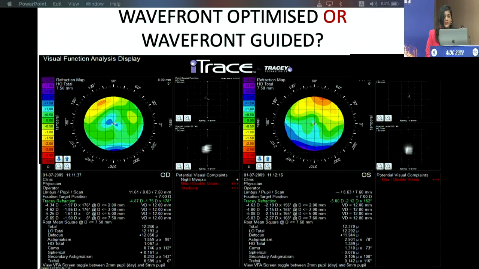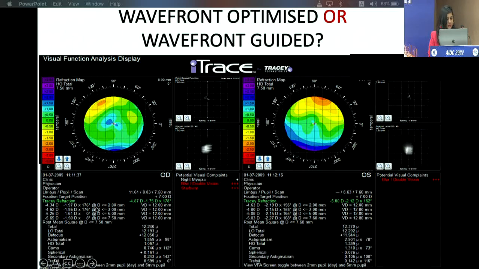Now, deciding between a wavefront guided or wavefront optimized LASIK. Basically, a wavefront optimized LASIK prevents the induction of new aberrations by giving extra spots peripherally and maintains the asphericity of the cornea. A wavefront guided LASIK, as we all know, corrects the pre-existing aberrations.